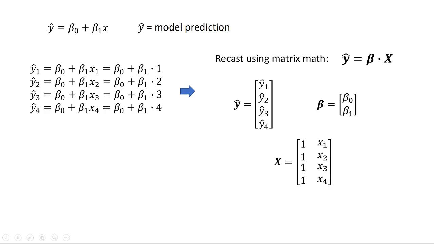Capital X, let me go back to this slide here, is composed of ones. The first column of capital X is always just a bunch of ones. That's because if you look at the first term of our system of equations over here, we're multiplying beta naught times 1. We don't have any functions of x, we don't have any x in there. So capital X will always be composed of a column of ones. And then in this case, we have x1, x2, x3, x4 in column 2. So that's the difference between capital X and little x. Little x would just be a vector of x1, x2, x3, and x4.